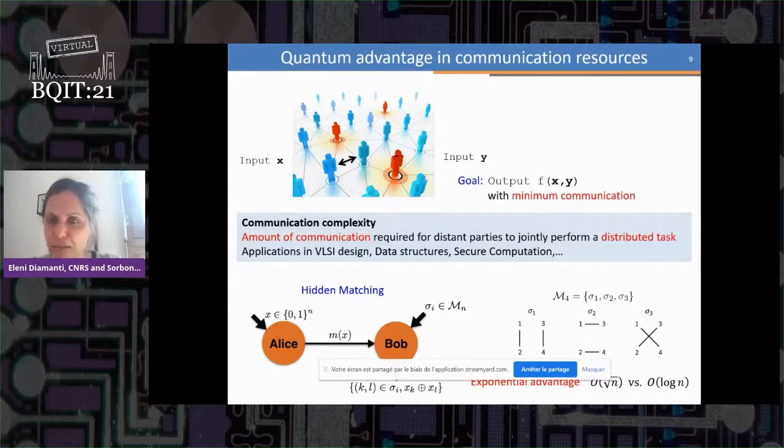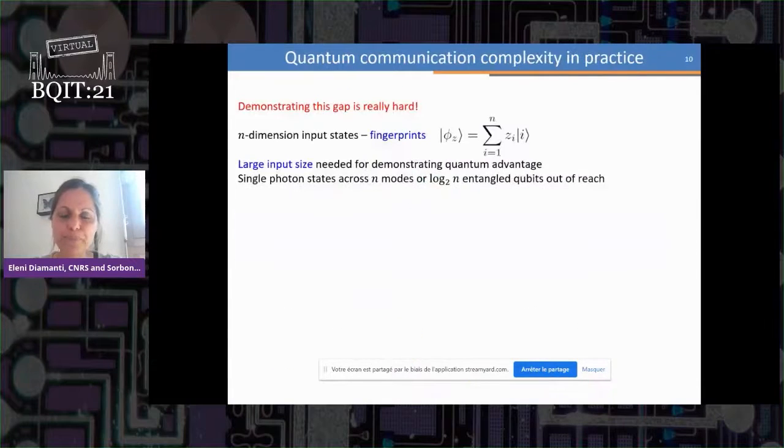So it is a very conceptual protocol for us physicists, but what is really important is that it has been shown that there is an exponential advantage gained by using quantum resources instead of classical resources for this type of protocol. So we have log n in quantum versus square root n, where n is the size of the input message, in classical communication. And of course, I should note that this is a one-way communication. Okay, so this is quite important.